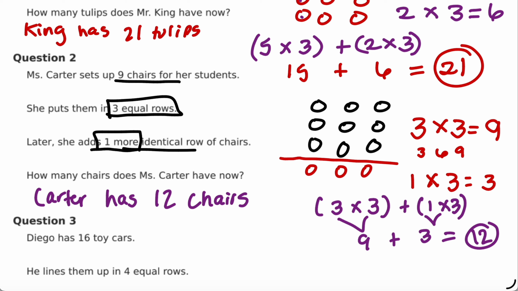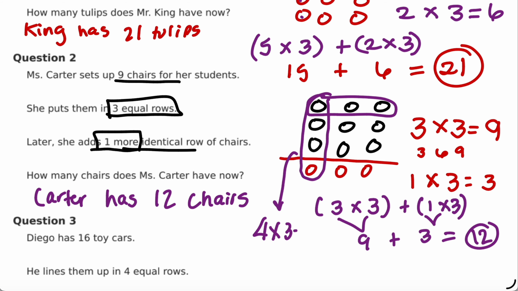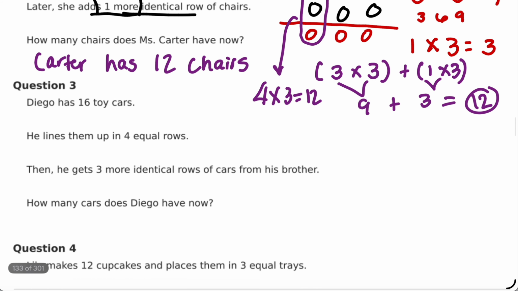You could also do it like this. I have 4 rows of 3. I also know that 4 times 3 equals 12. Okay? Let's try another example.